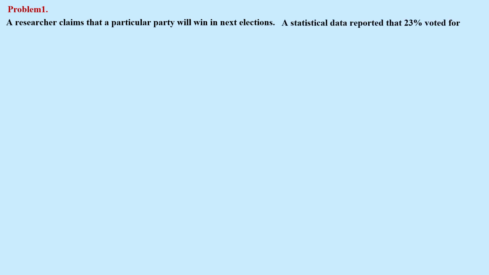Next problem in single proportion test. First problem: a researcher claims that a particular party will win in the next election. A statistical data reported that 23% voted for that particular party in the last election. To test the claim, a researcher surveyed 80 people and found 22 said they voted for that party in the last election. Is there enough evidence at alpha equal to 0.05 to support this claim?